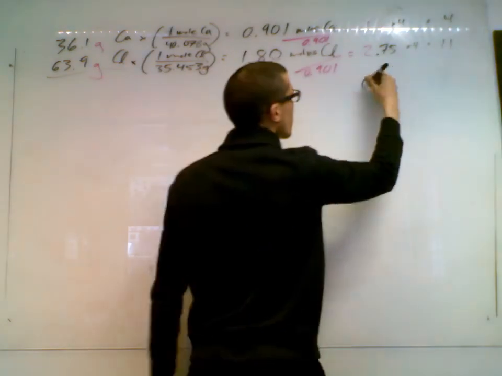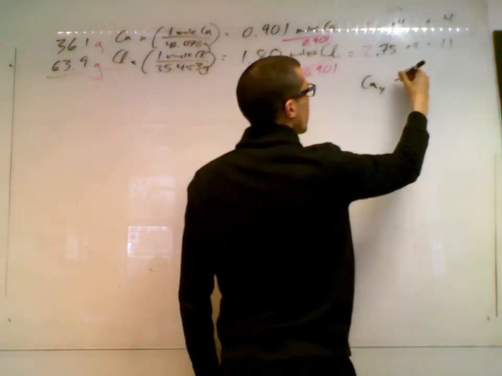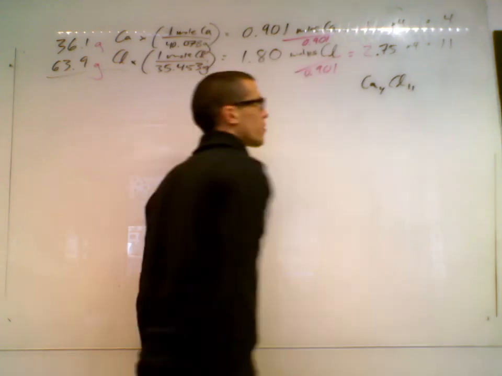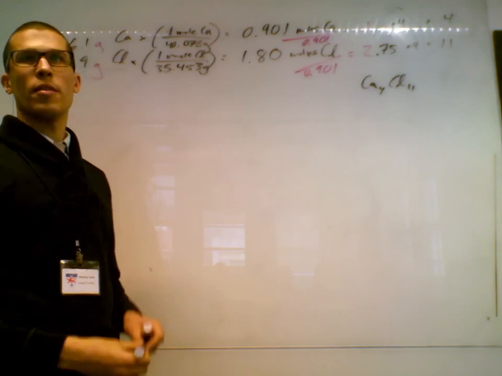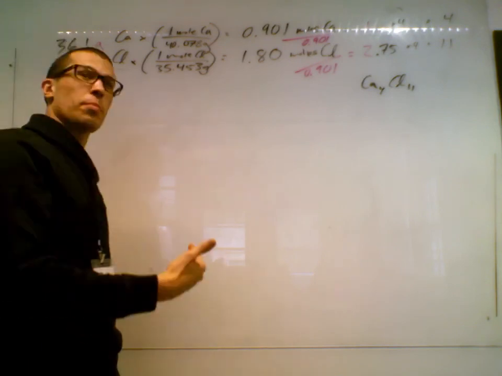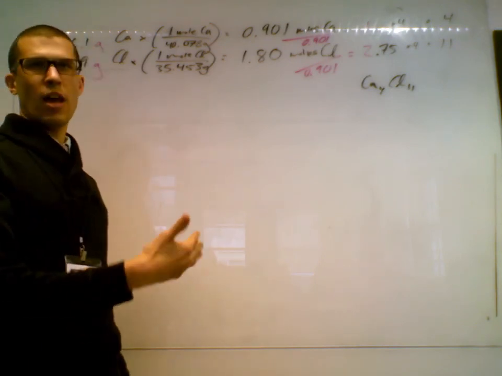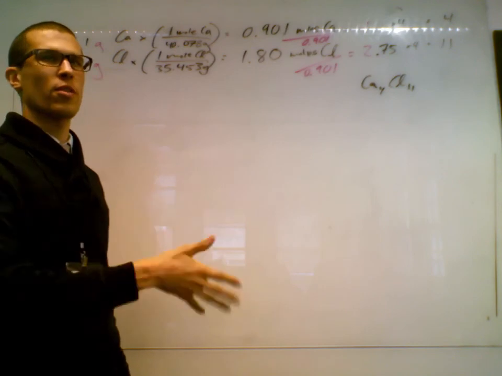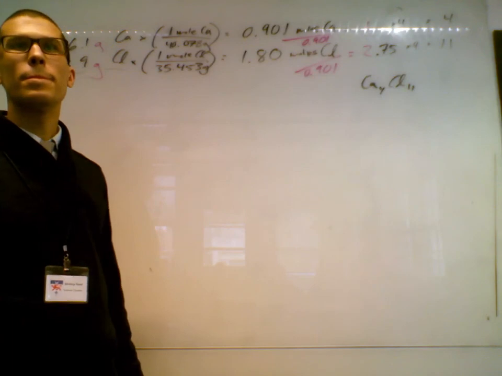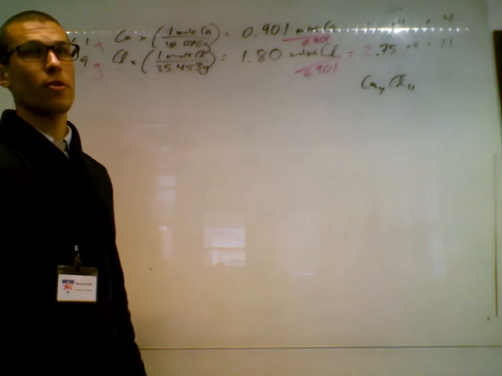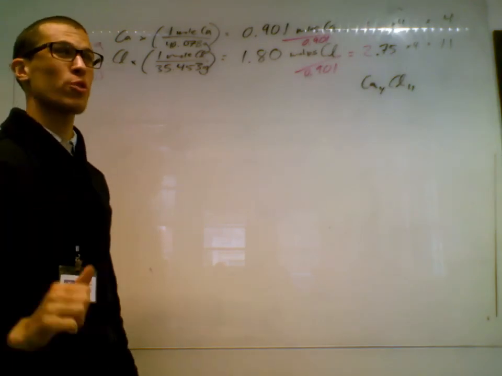So this would be Ca4Cl11. What if it was 4 and 12? If it was 4 and 12, you'd have to simplify it. It wouldn't ever be anything more than the lowest ratio anyway. But if you don't simplify it, you get marked off. Yeah, because it is an empirical formula. It has to be in its most reduced form.